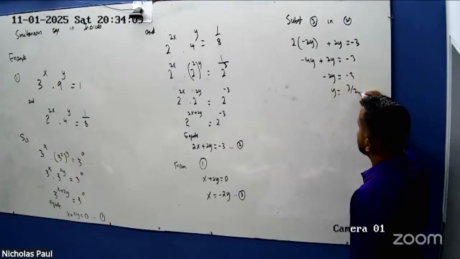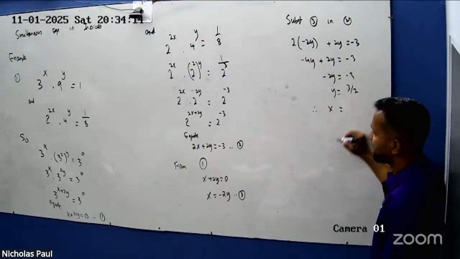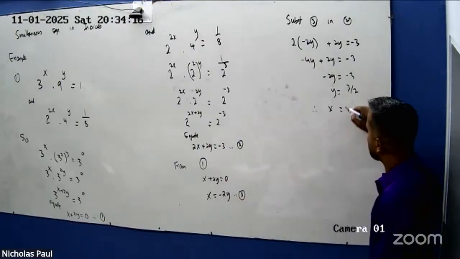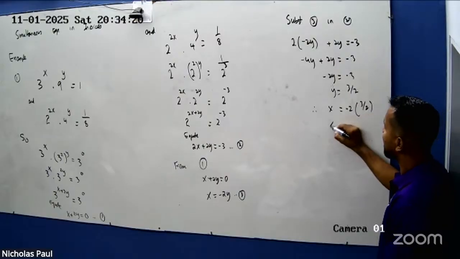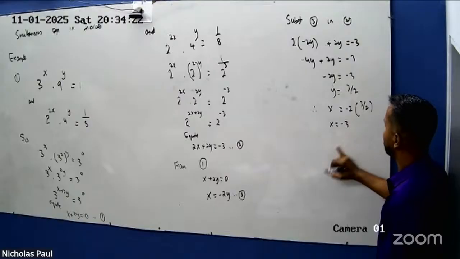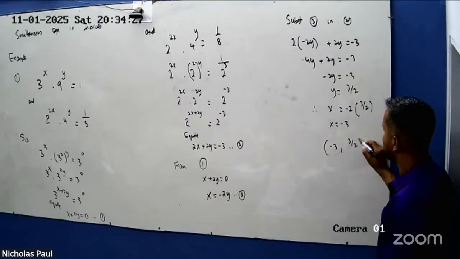This will give me minus 2y is minus 3. y is 3 over 2. Therefore, x is what? Put y in there. x is minus 2 times 3 over 2. The 2 will cancel and I'll get x is minus 3. So the final answer is x is minus 3, y is 3 over 2.